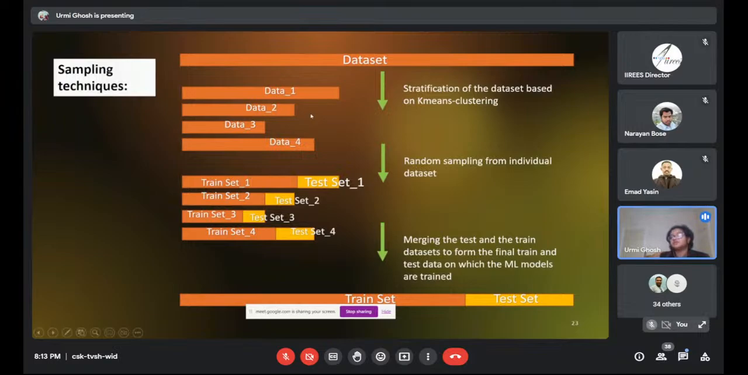After that, you divide the test and training data set. I did an 8:2 ratio, so 80% of the data was taken for training. And then finally, after you sample from every data set, you merge them, and you have a common training and test data set.